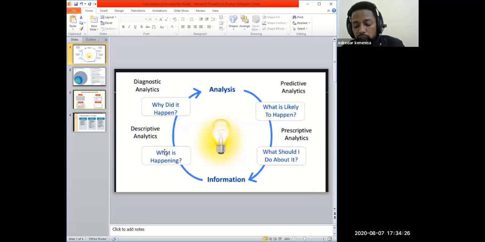As its name indicates, inferential analysis is based on a sample, and based on the sample you make interpretation or analysis. The other way of analyzing data is diagnostic analysis.